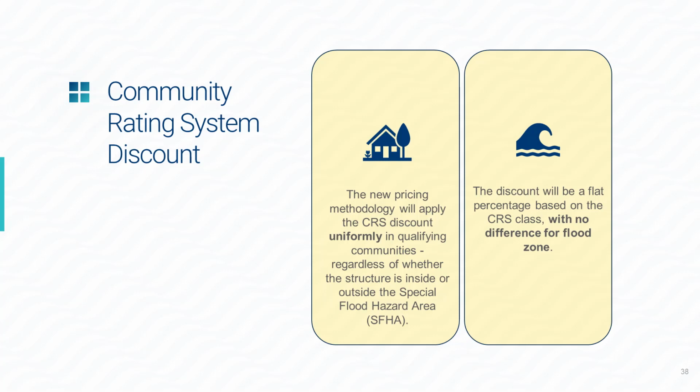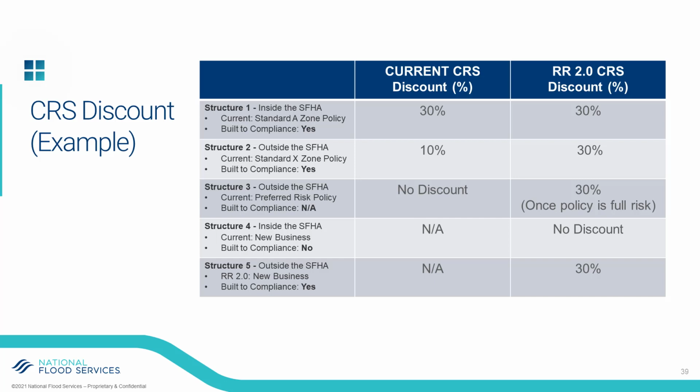Since flood zones are no longer going to play any role in the rating, the CRS discount will apply uniformly across the entire community. The discount is going to be a flat percentage rate, and it is going to be based on the CRS class. Let's give an example here. So let's review what I'm referring to and how it will change from the current legacy rating methodology to the new Risk Rating 2.0 pricing methodology.